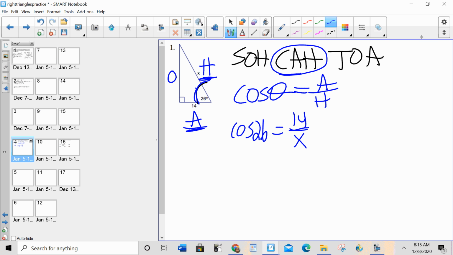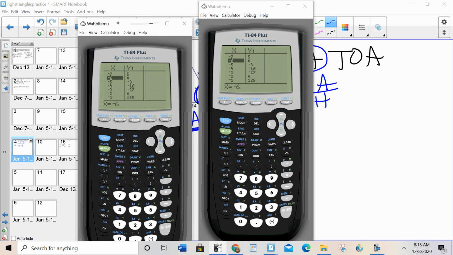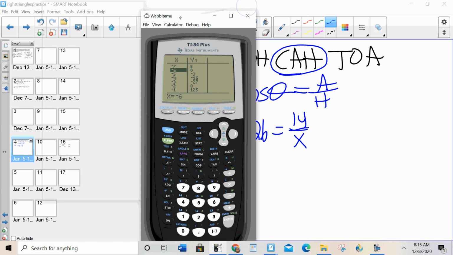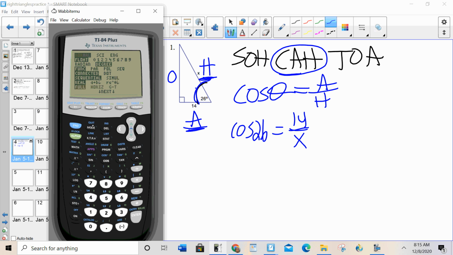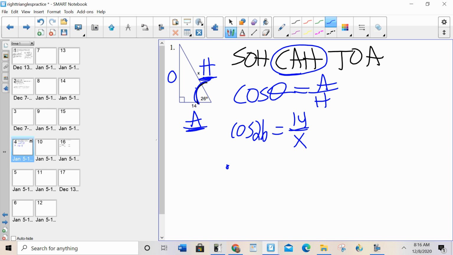Now before I cross multiply, I like to go to my calculator, make sure that you are in degree mode. So I'm going to hit mode, and yes, I am in degree mode. If you're not in degree mode, you will get the wrong answer every single time. Cosine of 26, 0.8987... That means there's more there. I'm just going to type the whole thing, and I'm just going to copy and paste it in my calculator.